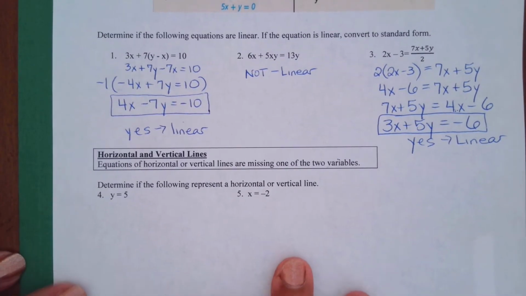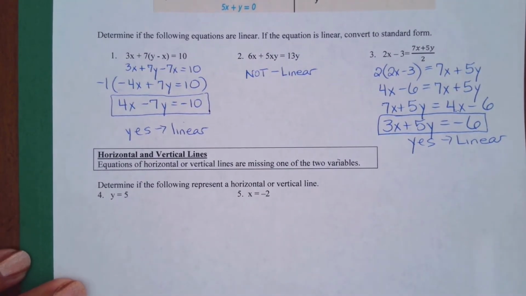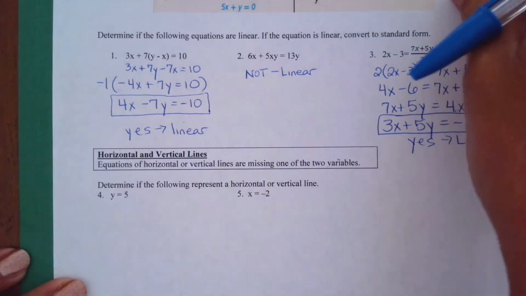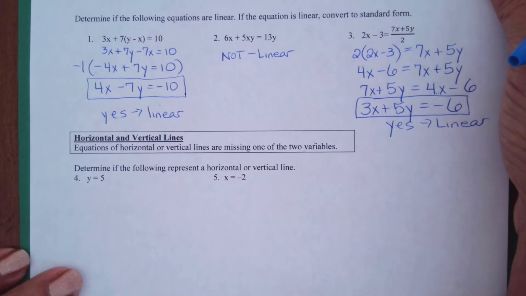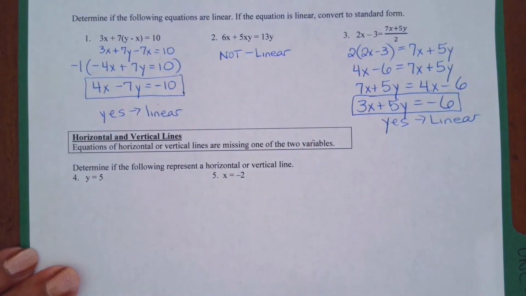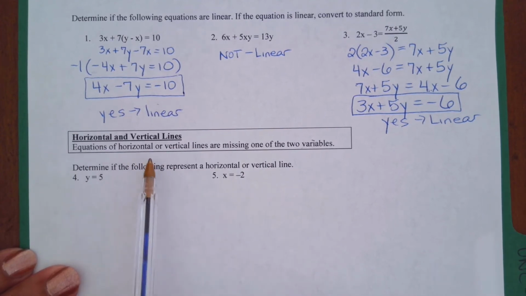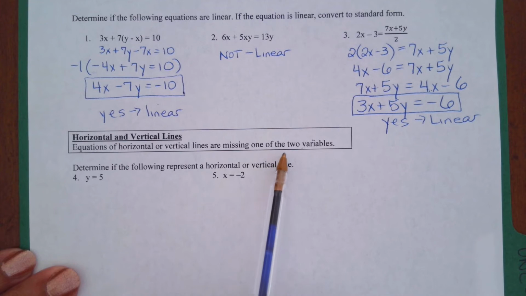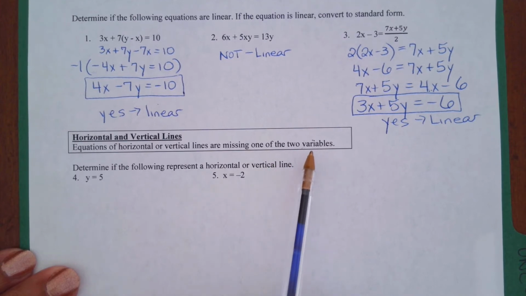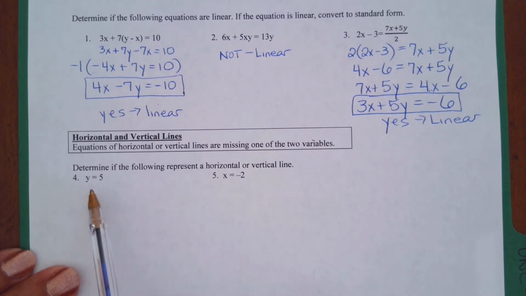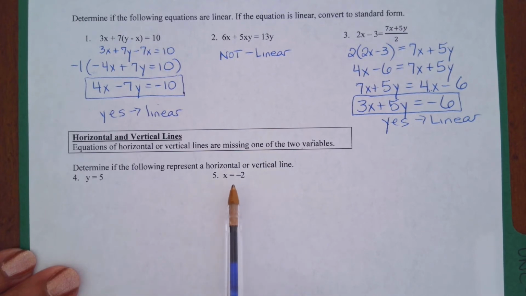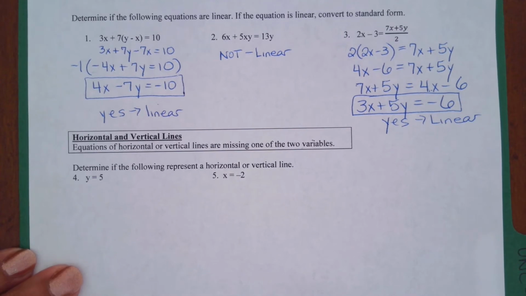Next on our page is horizontal and vertical lines. It's one thing that students get confused on, not necessarily that you can't pick them out, but sometimes you make the mistake and switch them around. So, horizontal and vertical lines. Okay, the equations of any horizontal and vertical line are missing one of the two variables. So when you see an equation that just has y equals a number or x equals a number, then those are your horizontal and vertical lines. Okay, so you just have to remember which is which sometimes is a problem.